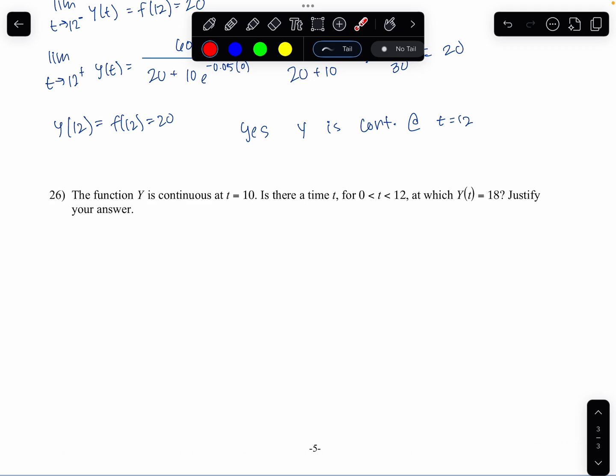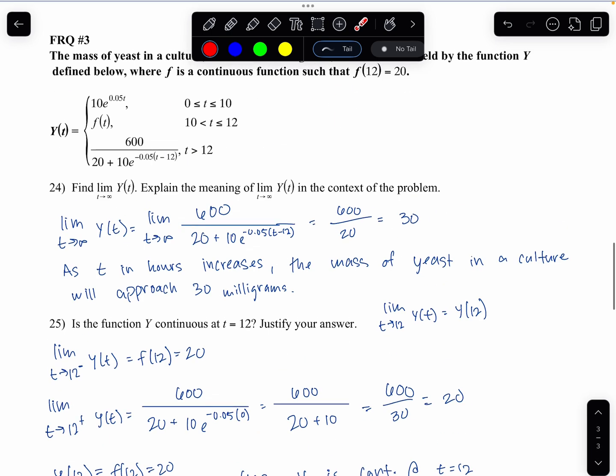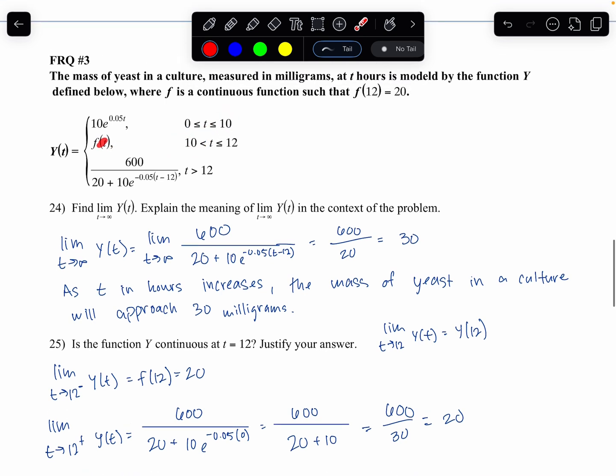All right, the function y is continuous at t equals 10. It doesn't really say how, but it just says that it is, which is fine by me. We don't really need to check it by plugging it in, because we wouldn't know what f of 10 is. That's not given to us. We could plug in 10 here and find it out, but in any case, we're continuous at 10.